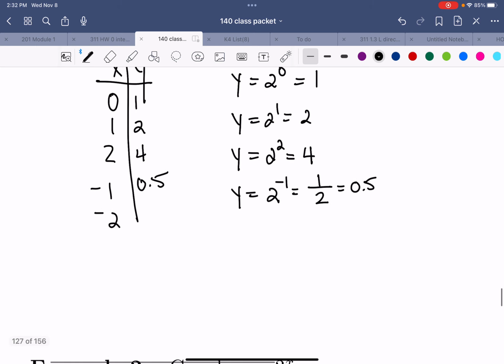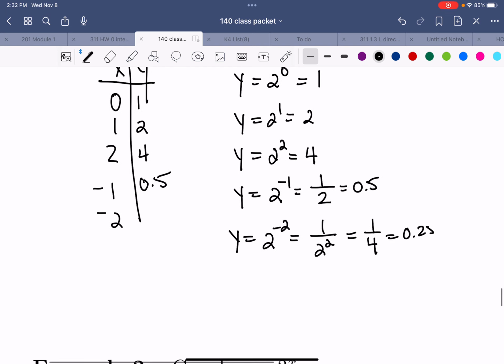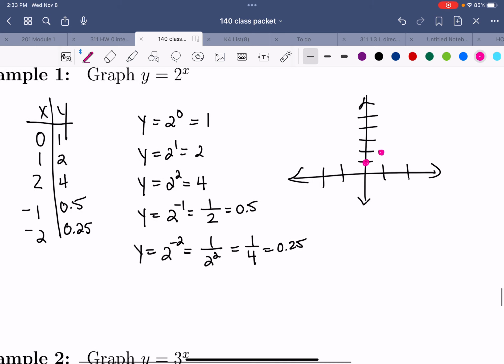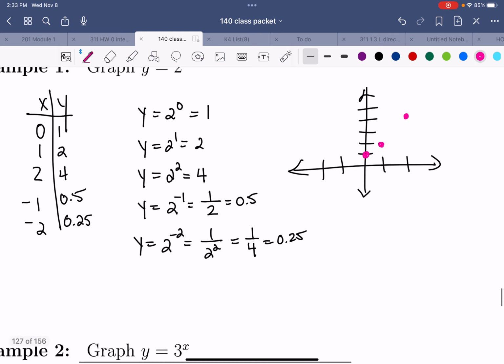The same thing when we do x equals -2. So 2 to the -2 is 1 over 2 squared. I move it to the bottom, make it positive, and that gives me 1 over 4, which is 0.25. If we quickly sketch what this looks like on a graph, at 0, our value is 1. At 1, our value is 2. At 2, our value is 4. As we go to the left, at -1, we're at a half, and then a quarter for -2.